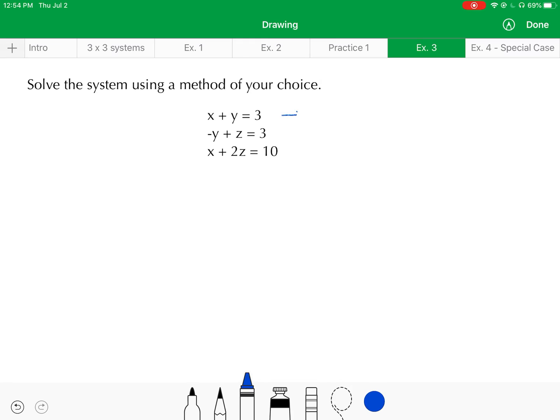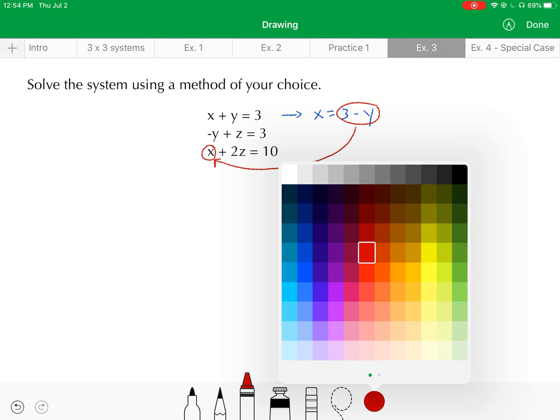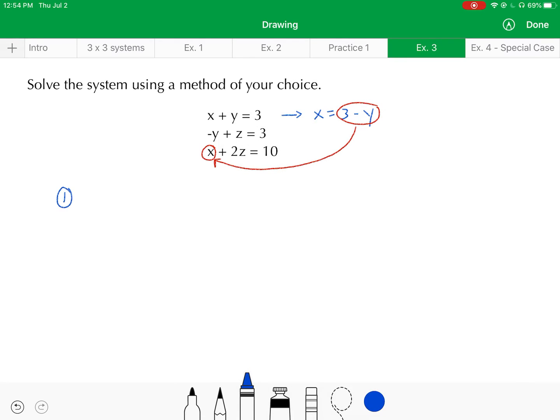I'm going to take the top equation and solve it for x. X is equal to 3 minus y. And then notice there's only one other equation that has a variable of x in it, which is down here. So I'm going to substitute 3 minus y into that bottom equation. That'll be my first step. 3 minus y plus 2z equals 10. I'm just going to subtract 3 over to the other side, and I end up with negative y plus 2z equals 7.